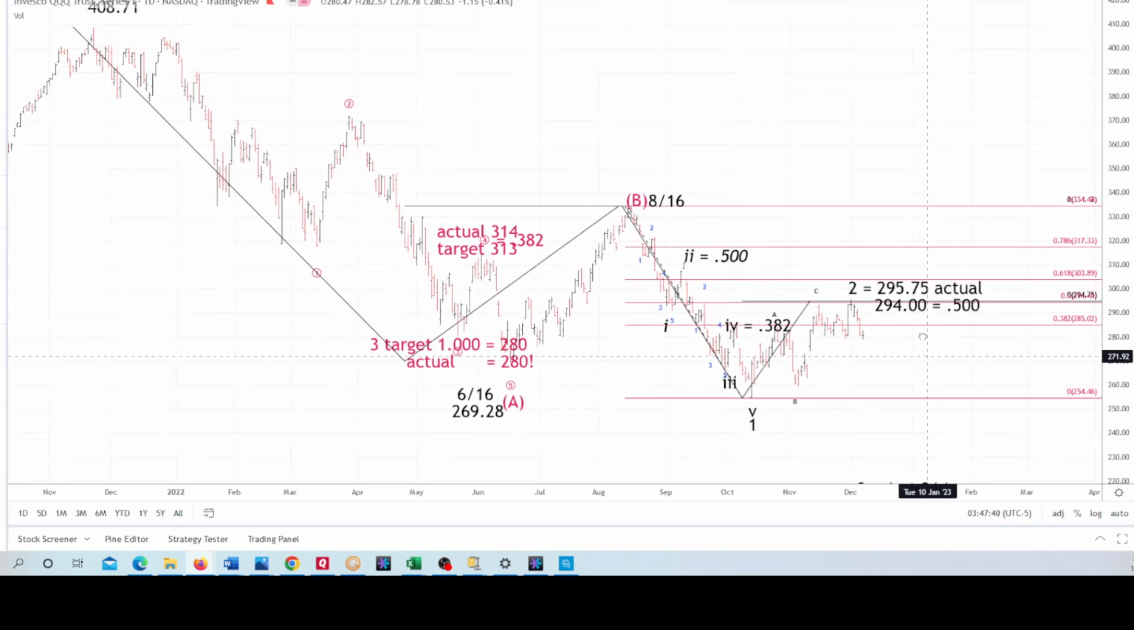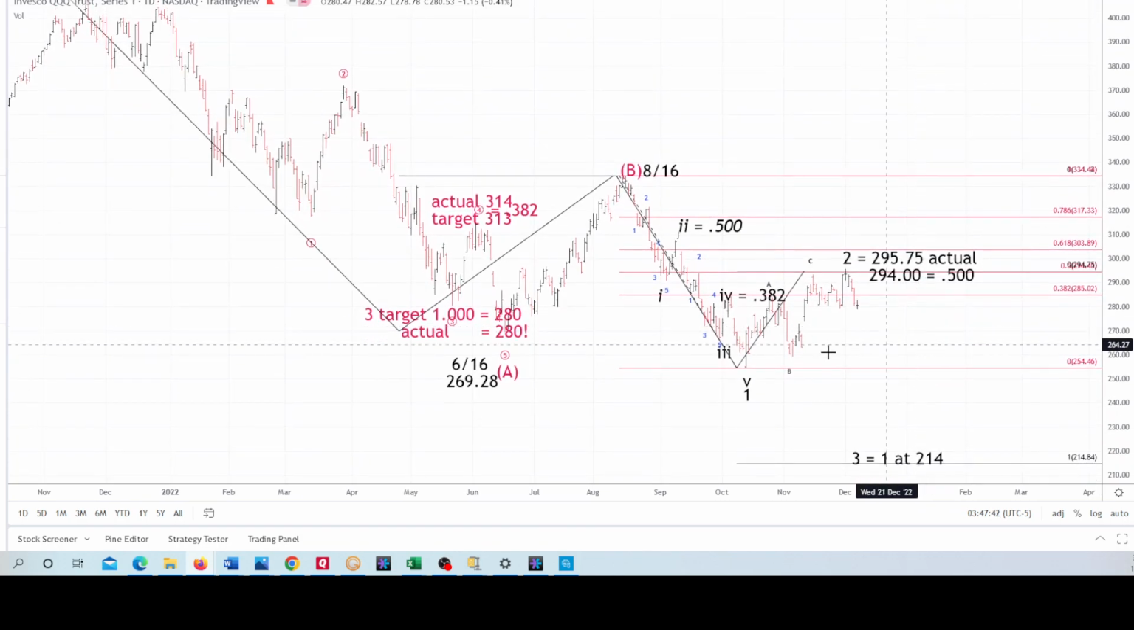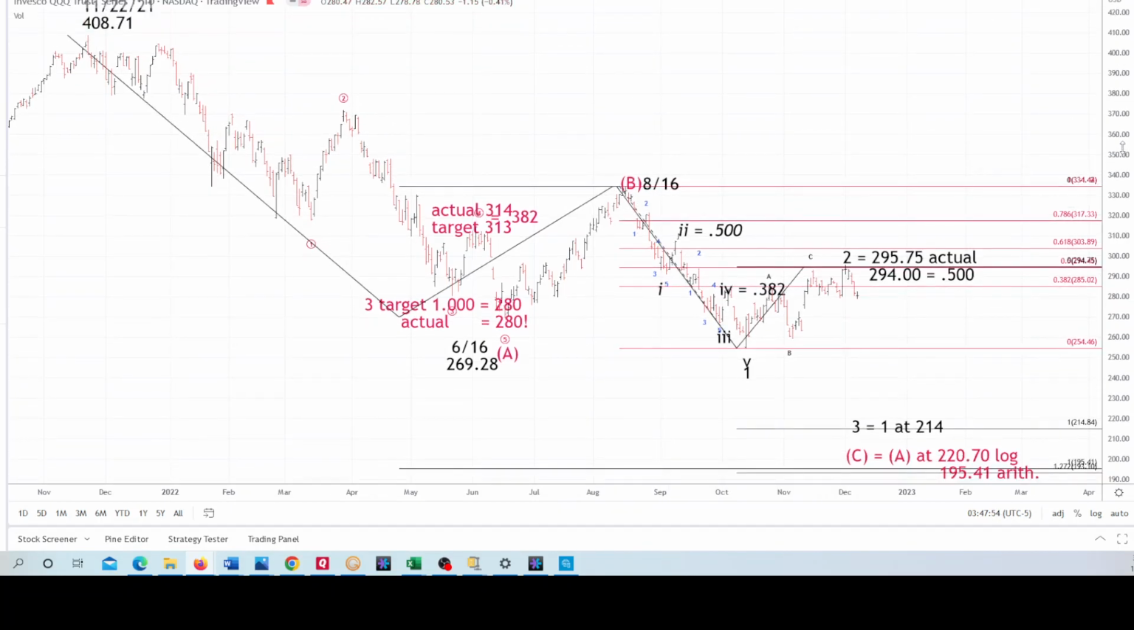And let's see if I have that marked. There's one down and two up, 3 equals 1 at 214. And on the bigger picture, we have A down in red, B up in red. And where is C at? C equals A on a log scale at 220, and on the arithmetic scale 195.